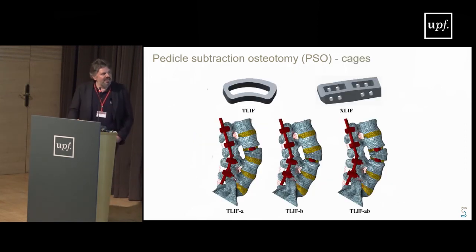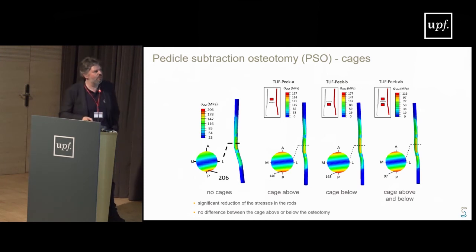Another idea that we investigated is using cages together with rod fixation. The idea is quite simple. If we put a cage above or below, or above and below the osteotomy, we make the anterior spine stiffer. And making it stiffer, we shift the load from the posterior to the anterior direction. Shifting the load anteriorly, we decrease the load in the posterior direction. That's the hypothesis, that we should decrease the stresses that we have in the rods. Does it work? Yes. With no cages, we are around 200 megapascals, with one cage 150, with 2 cages 100. So yes, using cages is effective.